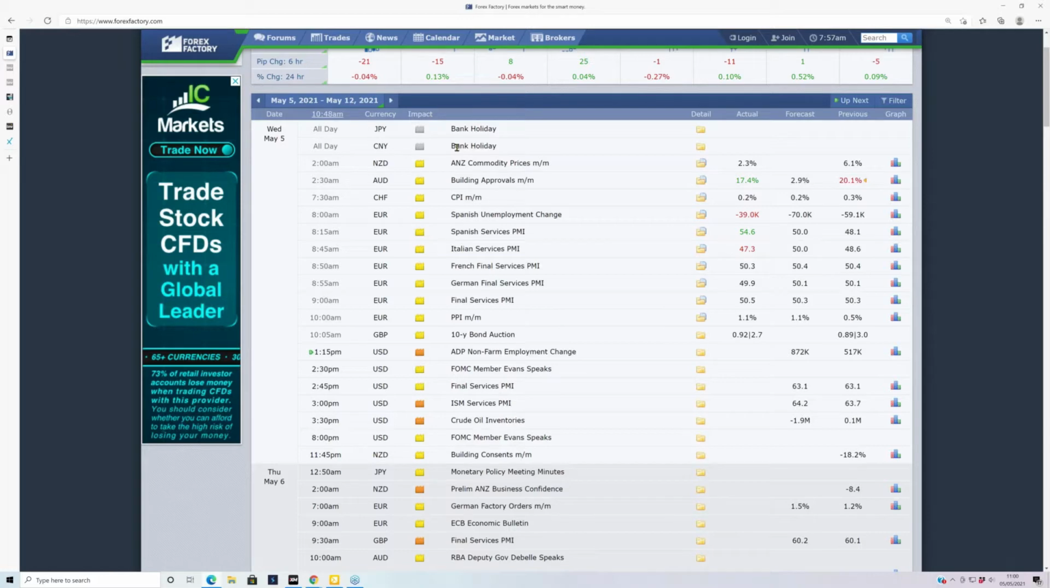Now, Japan and China are still on their spring bank holiday, so it's been a little bit quiet, but the market will be back to full strength, if you like, by rollover tonight.